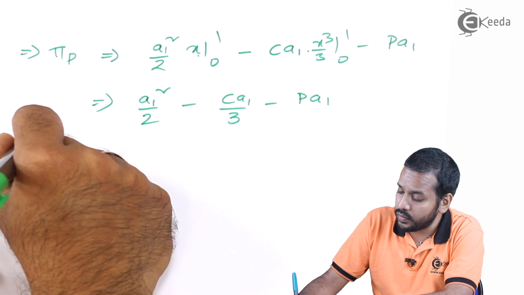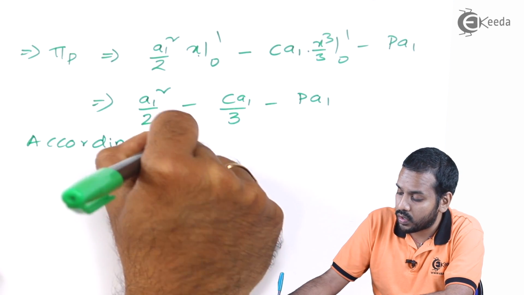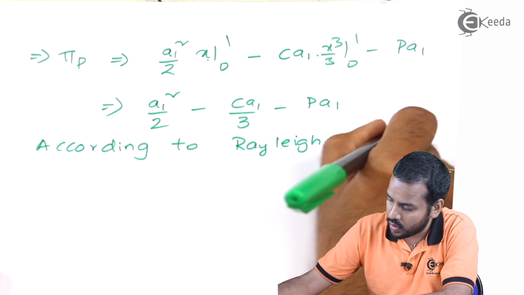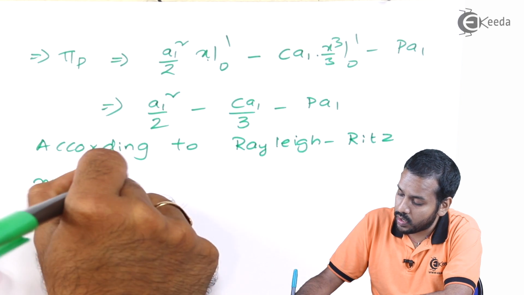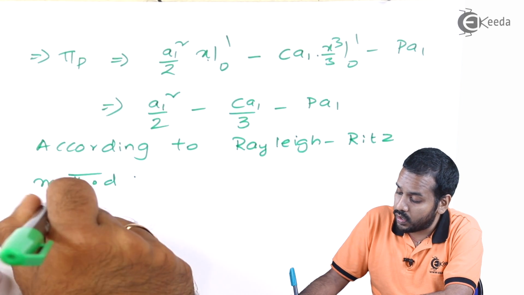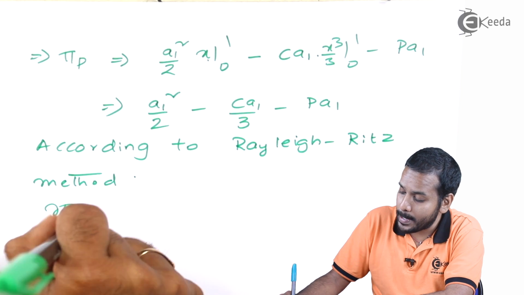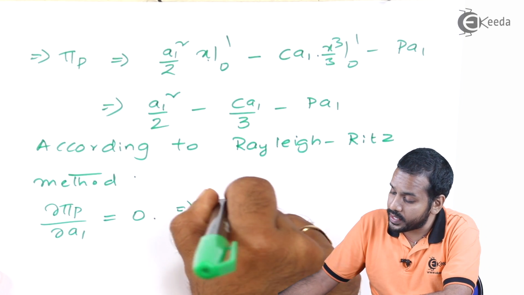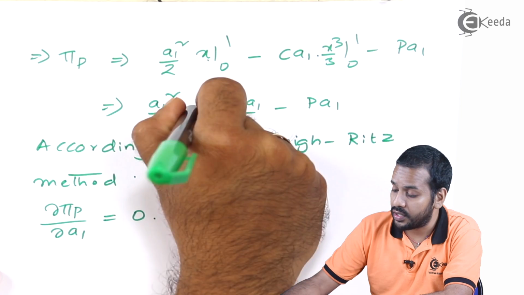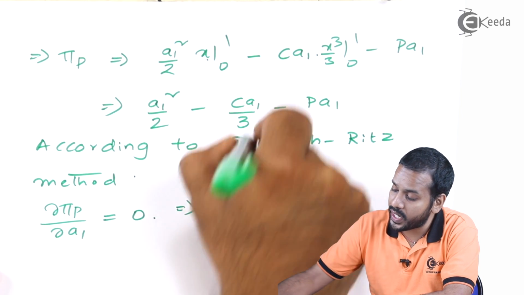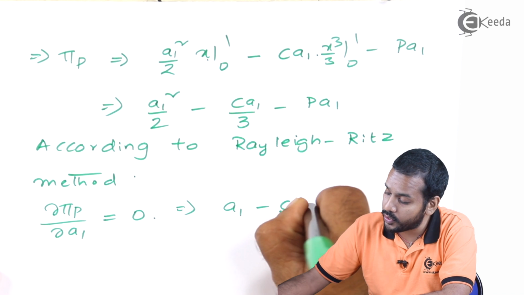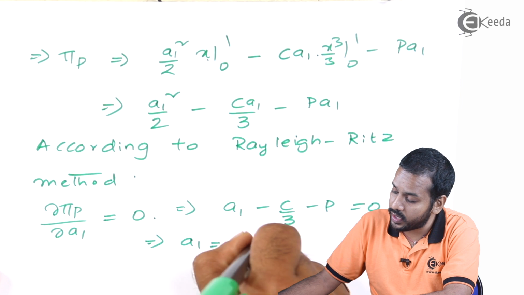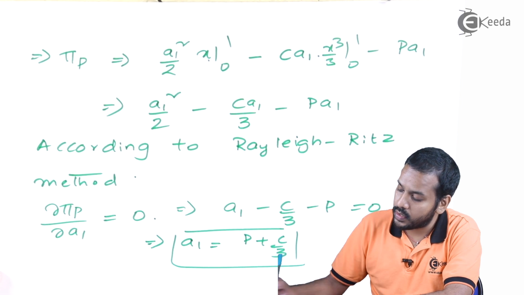So now, according to Rayleigh's method, dou pi p by dou a1 equal to 0. Okay, that implies, if you differentiate with respect to a1, it is 2 a1 by 2, nothing but a1, minus C by 3, with respect to a1, minus P equal to 0. That implies the constant a1 is nothing but P plus C by 3.